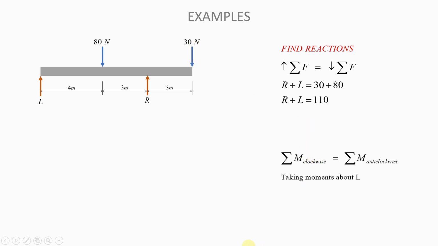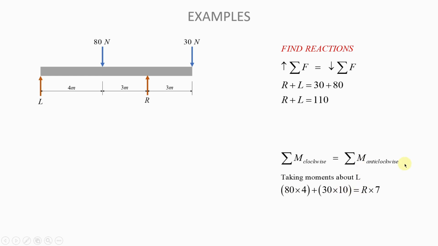Okay, so the sum of the clockwise moments will be the sum of the moments created by the 80 Newton force about point L and the 30 Newton force about L, okay? So the moment of this 80 Newton force about L is simply 80 multiplied by 4. And we will add to that the moment of the 30 Newton force about L, which is just going to be 30 multiplied by 10, because that is the distance between this force and L. And we are taking our moments about L. So the sum of the clockwise moments is this 80 times 4 plus 30 times 10, okay?